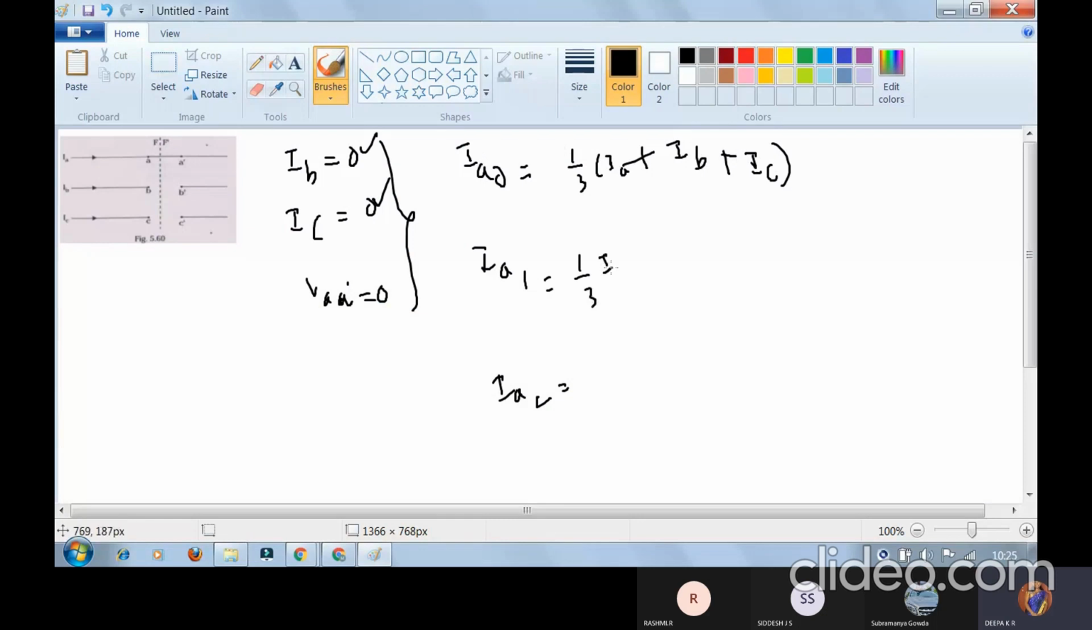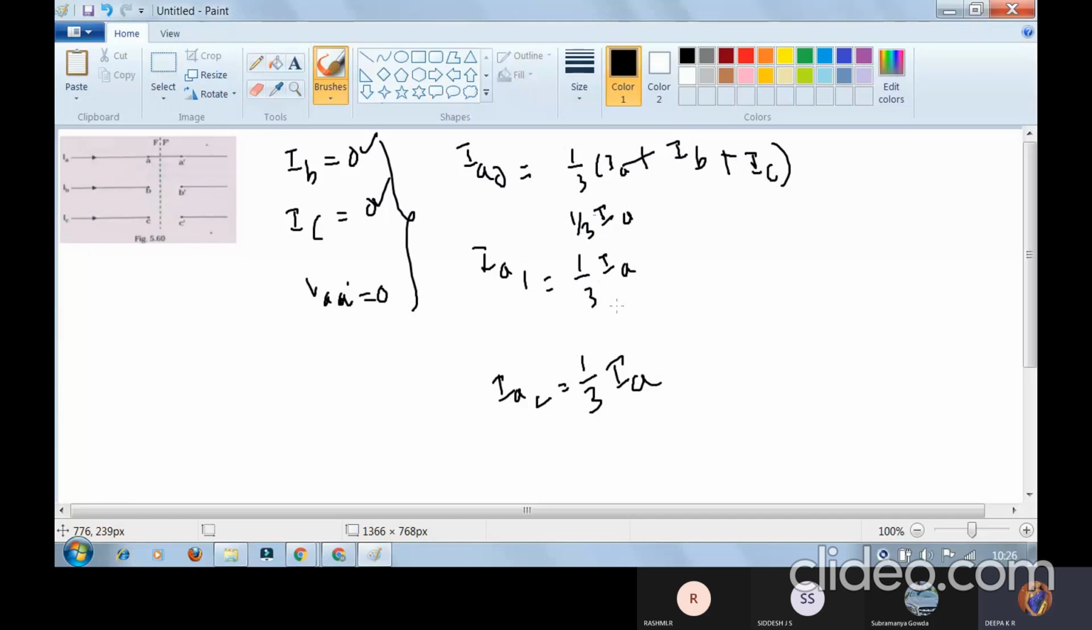Now the second case: 1 by 3 into IA plus A into IB plus A square into IC. But your IB and IC values are 0. Anything multiplied by 0 becomes 0 itself. So the leftover answer is 1 by 3 into IA. Throughout all three sequences, our answer is common, that is 1 by 3 into IA. So from this, hope you got an idea that current is constant: IA0 is equal to IA1 is equal to IA2. Current is common to the whole system.